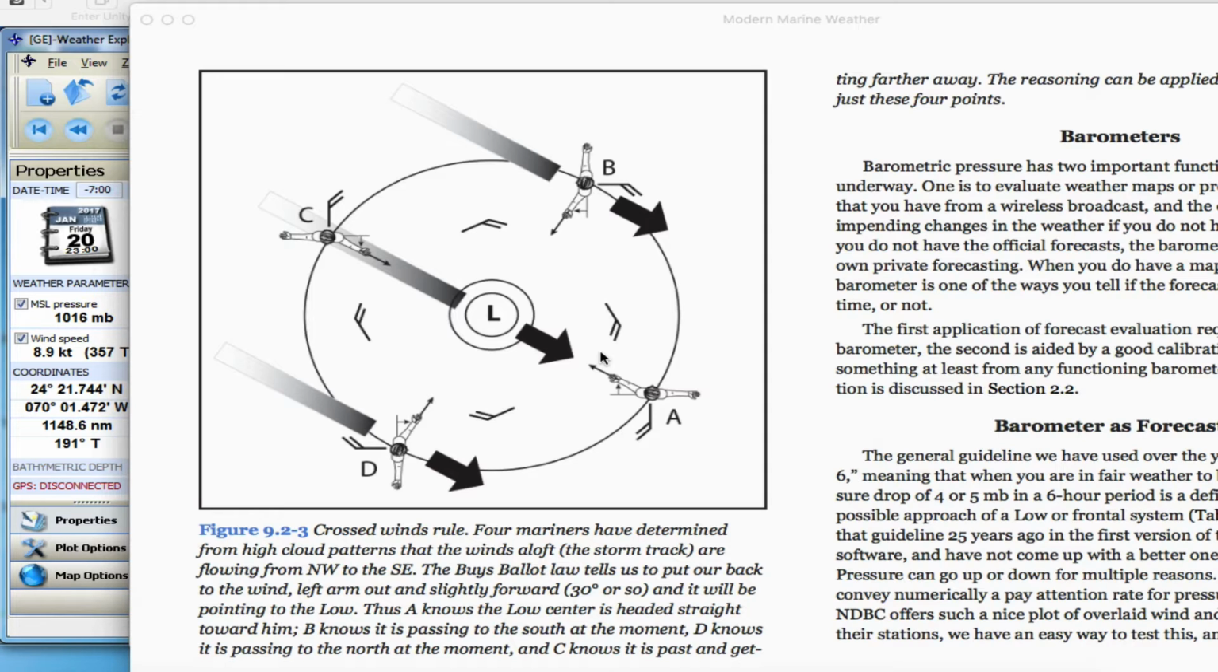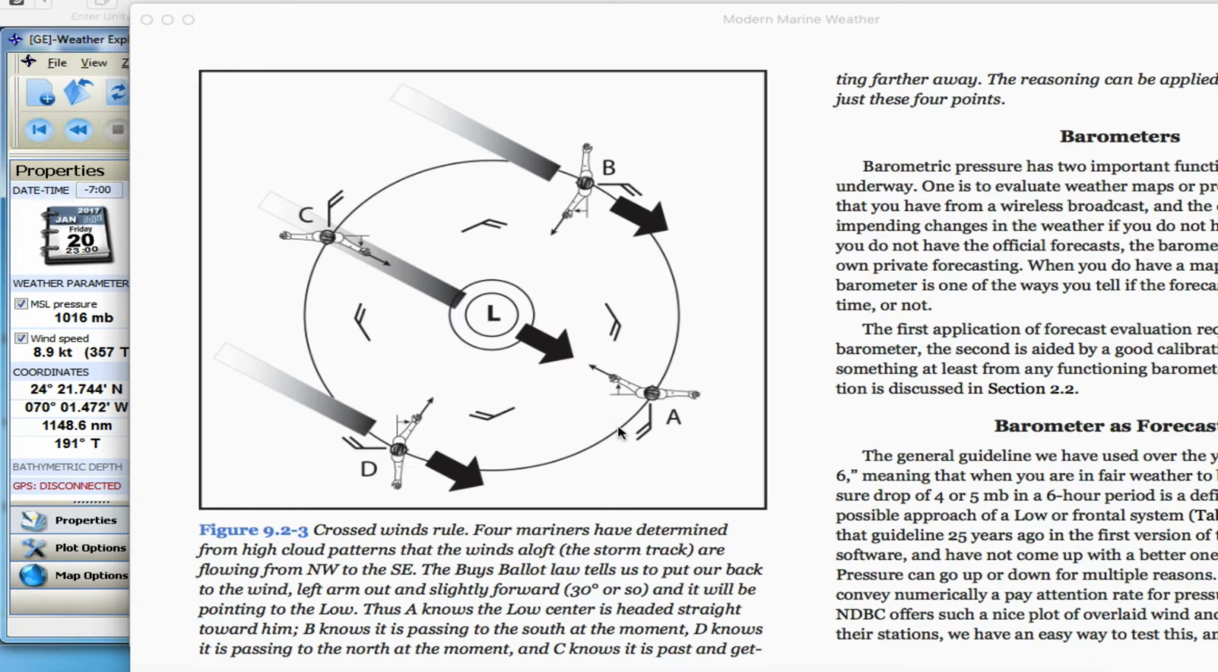Hello, this is David Birch at Starpath School of Navigation in Seattle with a short video note on the Bayes Ballot Law. This is fundamental to marine weather, and its applications come up many times. Another application has to do with reading weather maps. But the basic law is simply how to find the direction to the low if you have the surface wind. You put the surface wind to your back, put your left hand straight out, and then slightly forward, 20, 30 degrees, and you're pointing into the low.